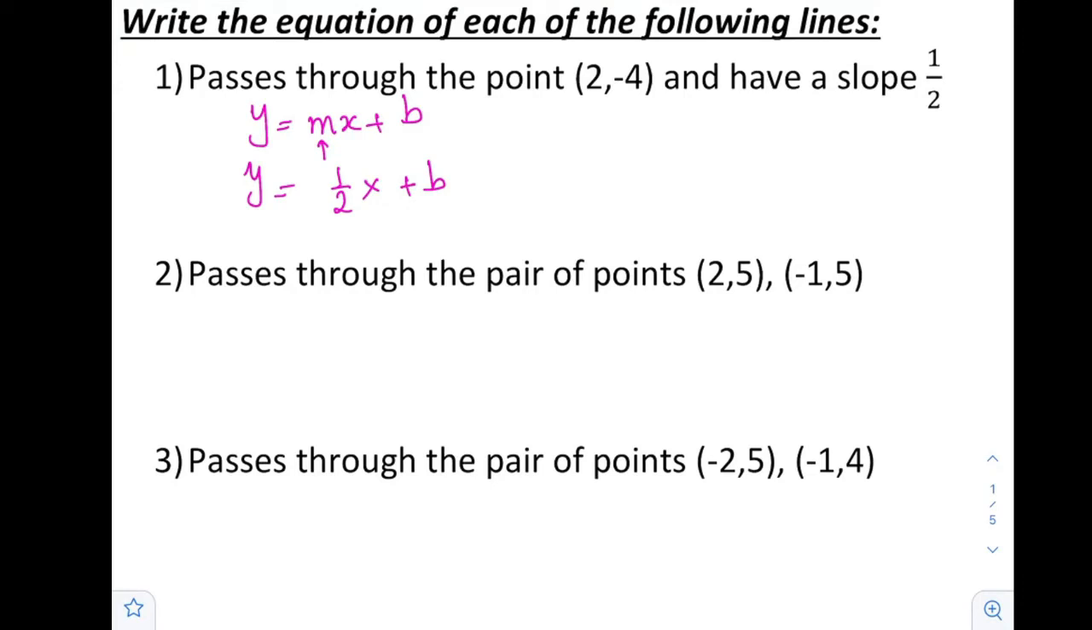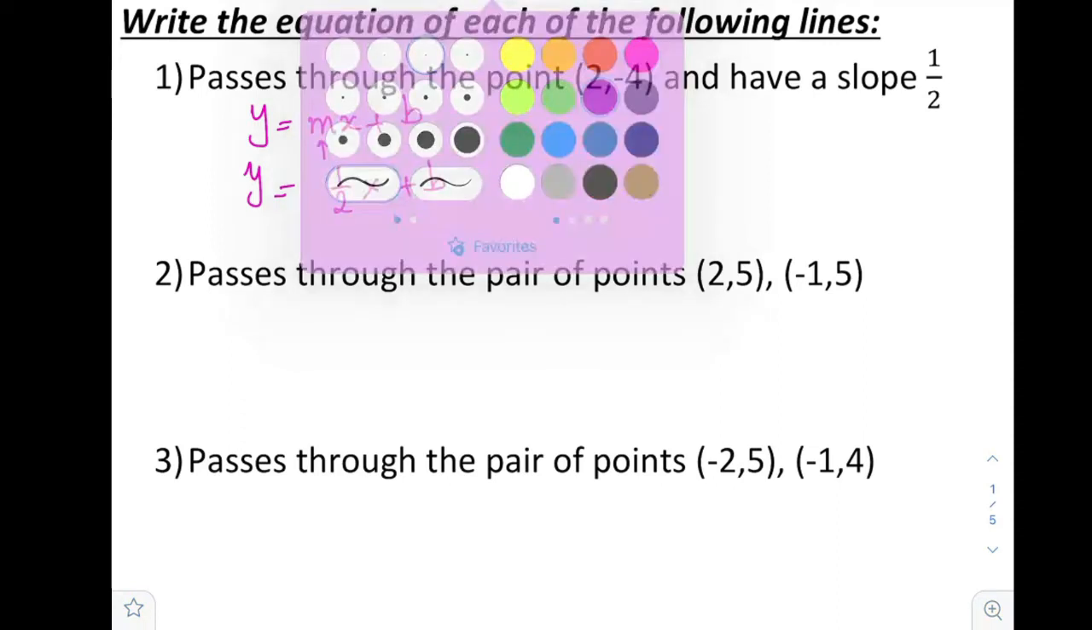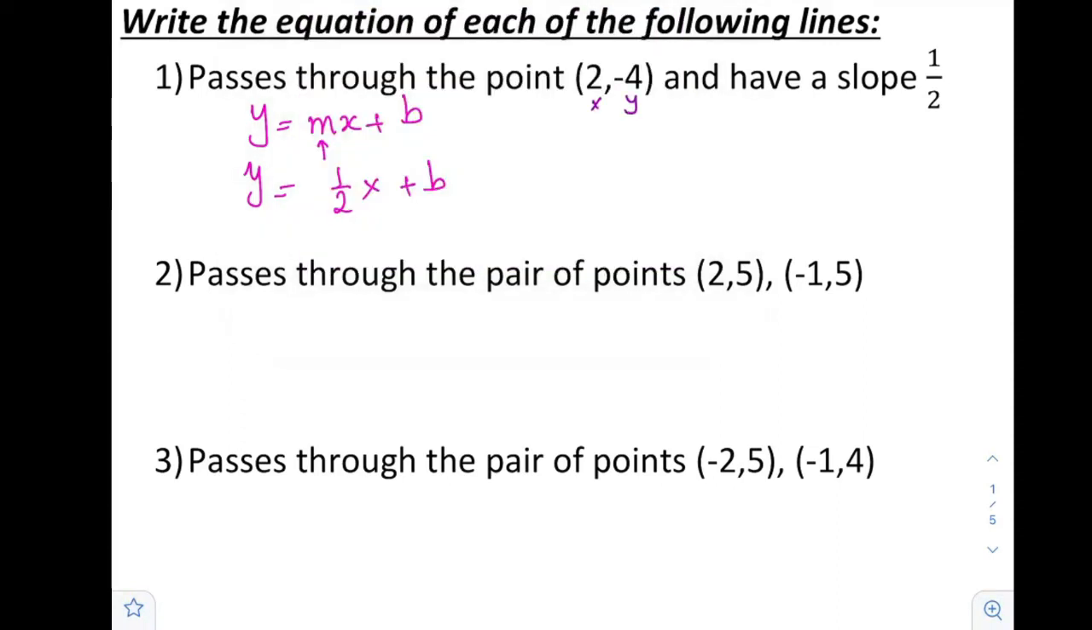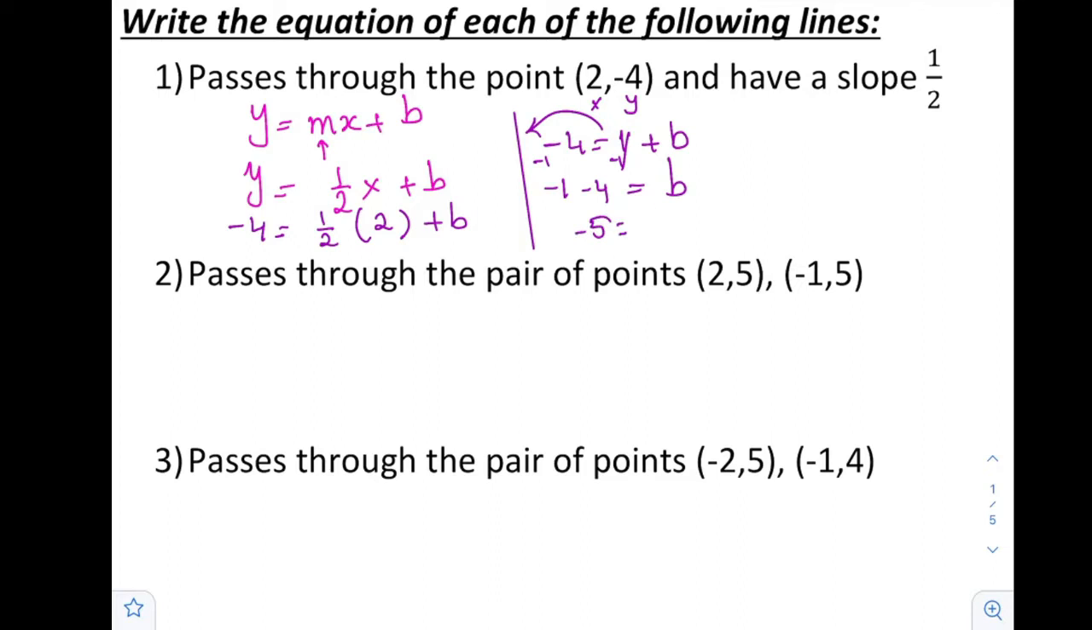So what to do? I will use this point as x and y. So this is your x and this is your y. Go find the b. So I will replace: minus 4 equals 1 over 2 times, replace the x by 2, plus b. Let's evaluate. Minus 4 is equal to half times 2, which is 1, plus b. Take the 1 to the other side. It will be minus 1, minus 1. So b is minus 5. Your b, the y-intercept, is minus 5.